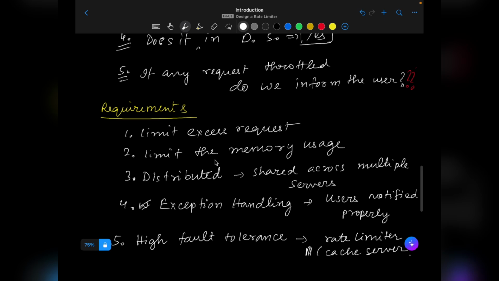So in the next video we will look into the algorithms or the logic by which a rate limiter is being built.